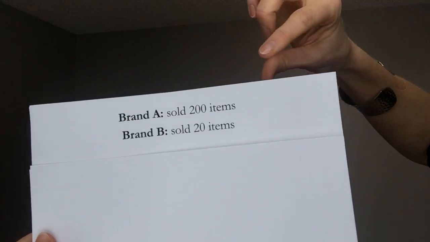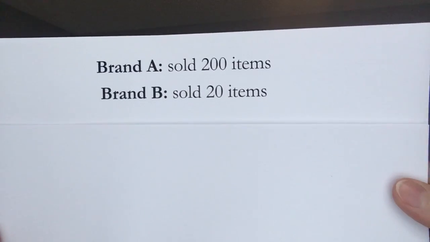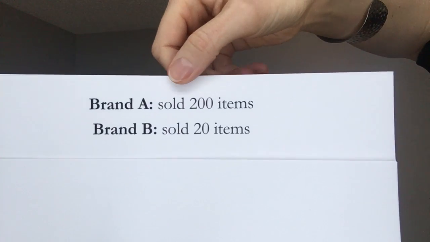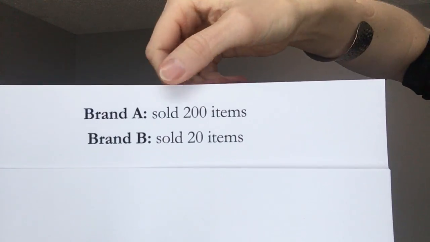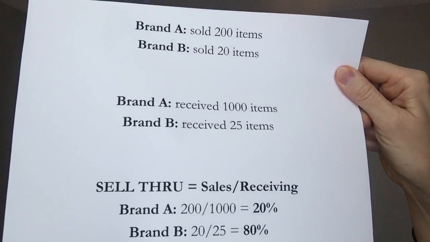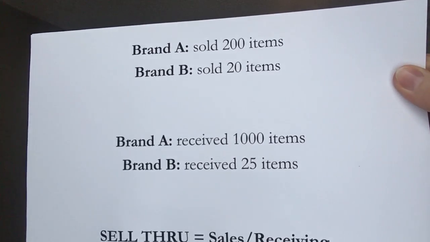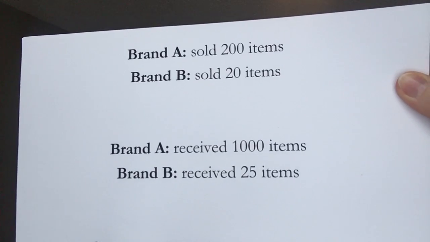This is the fun part for me. This is showing you why it's important to look at sell-through from both a numerical standpoint as well as a percentage. So in this example, brand A, we sold 200 items, and brand B, we sold 20 items. Clearly, brand A is the winner because we sold so many more than we did in brand B. But when we look at receiving, it tells a different story. We received 1,000 units in brand A, and in brand B, we only received 25 items.